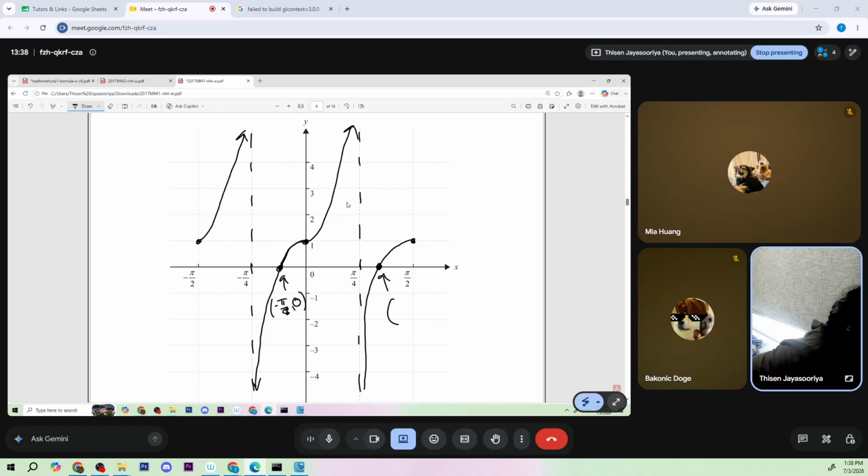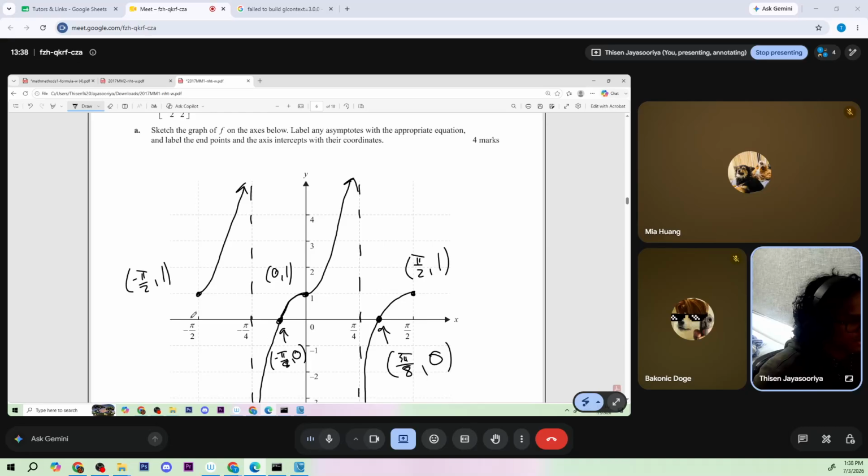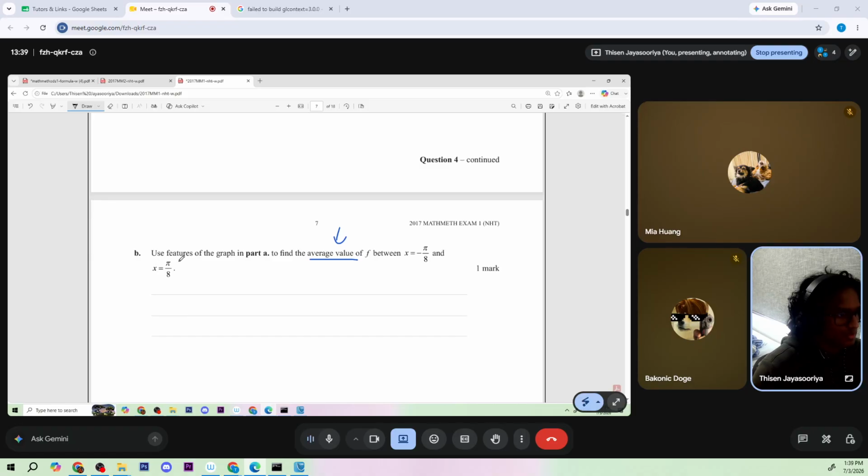So this point here is going to be a period apart. So it's going to be 3 pi over 8, comma 0. And this point is 0, comma 1. This point is negative pi over 2, comma 1. And this point here is pi over 2, comma 1. Let me just check if I put everything there. Yeah, I put axes, intercepts, asymptotes where appropriate.